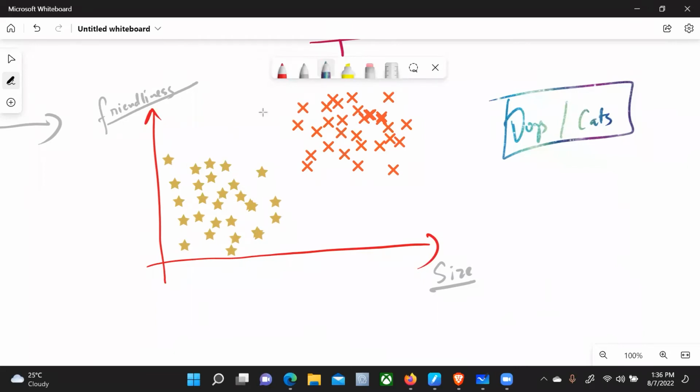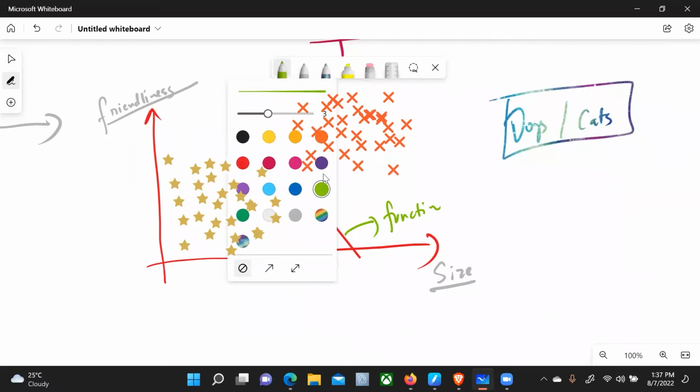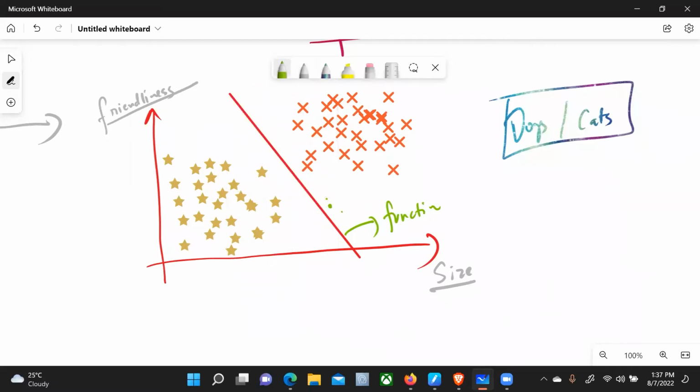So to differentiate them, maybe someone can come and say, you know what we could do? We could figure out a small function. Okay, maybe we could figure out a function in between them, which could give us a very good idea. Okay, one minute, let me just draw this properly. And this function behaves like a separator. So now let me ask you a simple question. If this is a separator, then this point belongs to dogs. This point is a dog or a cat?